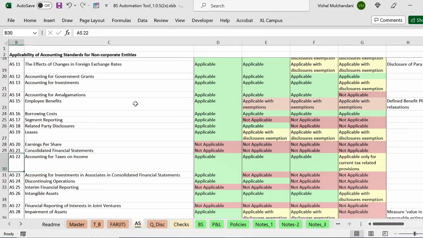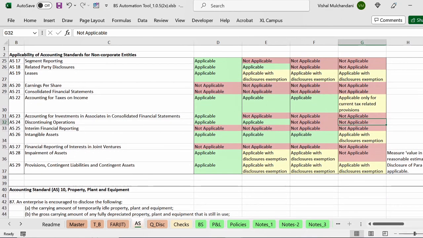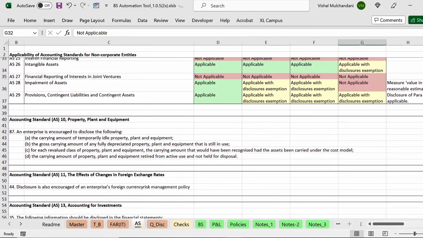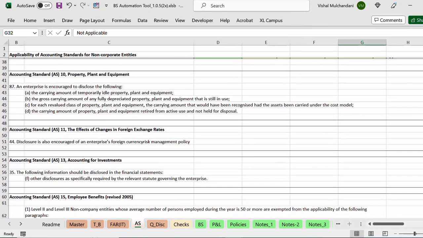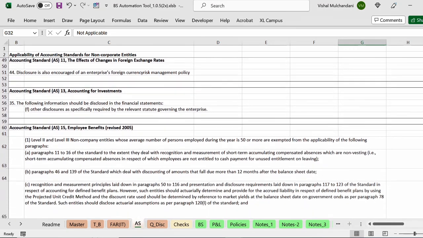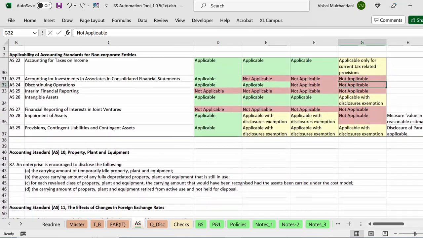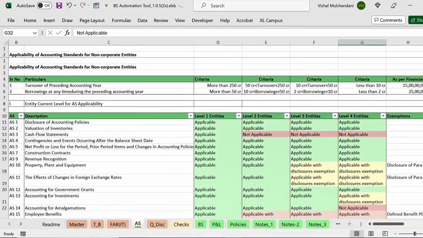For example, AS 22, which is related to deferred tax, is applicable to level 1, level 2 and level 3 entities, and for level 4 entities it is only applicable to the extent of current tax. So for deferred tax provision, a level 4 entity is exempt. You can get to know all this synopsis in this single sheet itself. Below this table, we have even given what exemptions with respect to each standard are available to the respective category of entity.